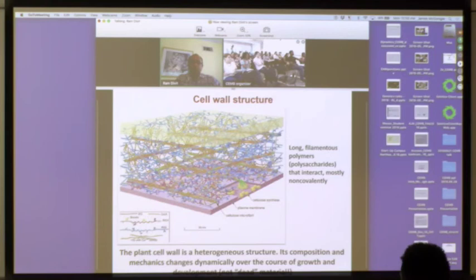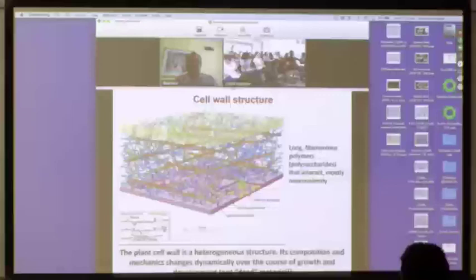So remember that the cell wall is a heterogeneous or composite material, and the composition and structure, and therefore the mechanics, is regulated, so it's a dynamic structure. A cell wall is not dead. A lot of people in the old days used to think of the plant cell wall as uninteresting because it's dead material, but far from it. It's a very, very dynamic structure.